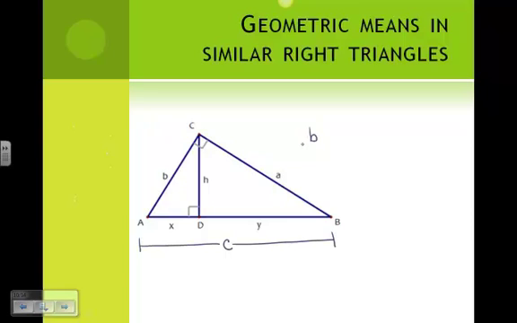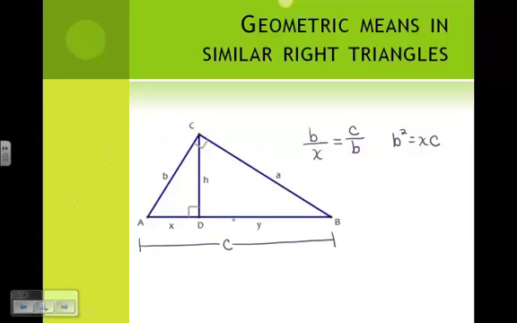B is actually the geometric mean of X and C. So B is to X just as C is to B. B is the geometric mean of X and C. So we would end up with b squared is equal to x times c. And this comes from, again, the similarity, the similar triangles that we created.